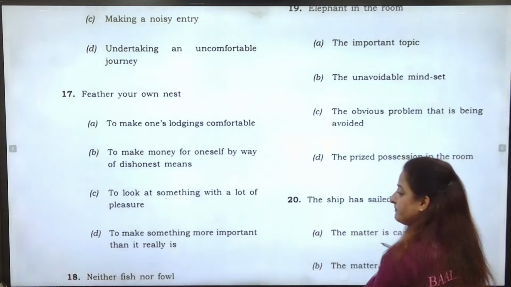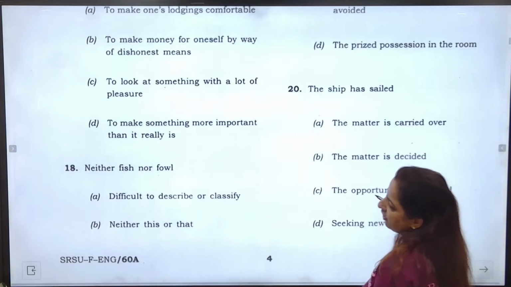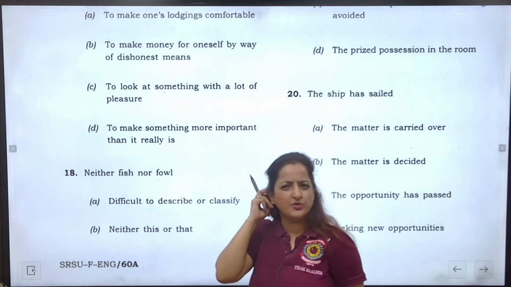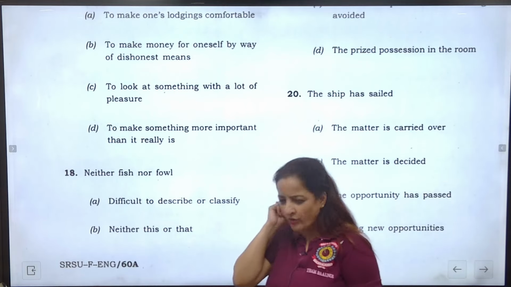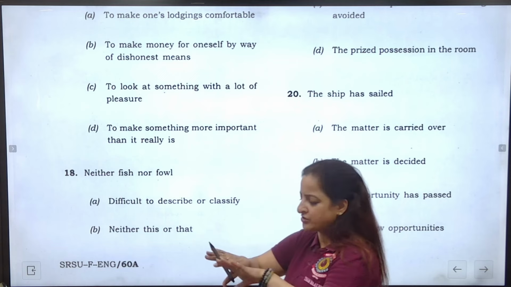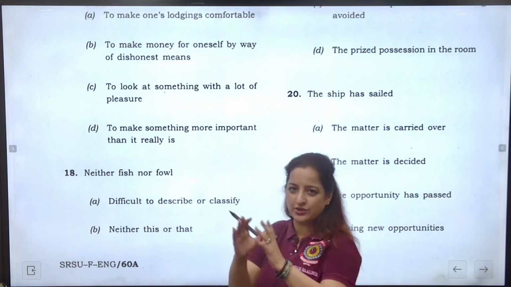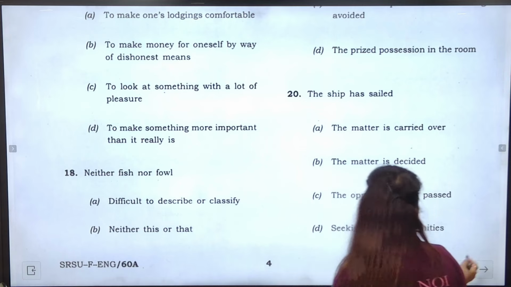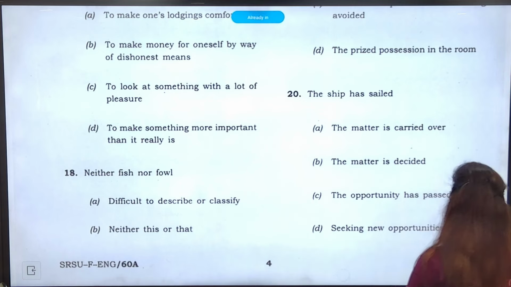Question 18. Neither fish nor fowl. So basically this means any lot which is homogeneous, it's difficult to classify or describe it. So usme difficult to identify, difficult to classify. So therefore I think here it is alpha. 18 alpha is the answer.